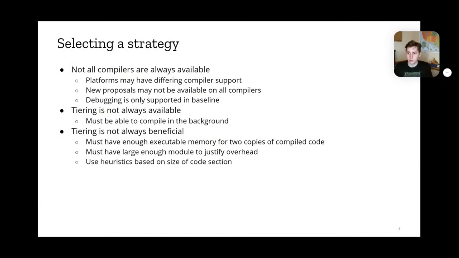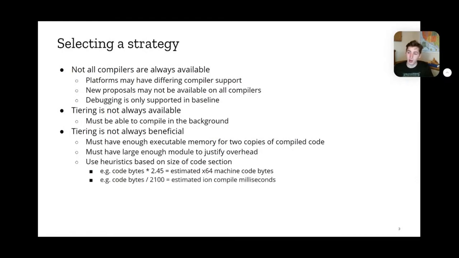Just to run you through a couple examples, they're just constants taken out of our code. They're a little bit old now and may need some refreshing and another look, but they've worked fairly well up until this point. So, for example, if I want to estimate how many machine code bytes on x64 I could expect, take the amount of bytes in the code section and multiply it by 2.45, and there's your answer. If you wanted to estimate how long ION would take to compile in milliseconds, you take the code bytes and divide it by 2100. And our current cutoff is if we expect ION to take longer than 10 milliseconds, then we'll do tiering. Otherwise, we will just do it up front.